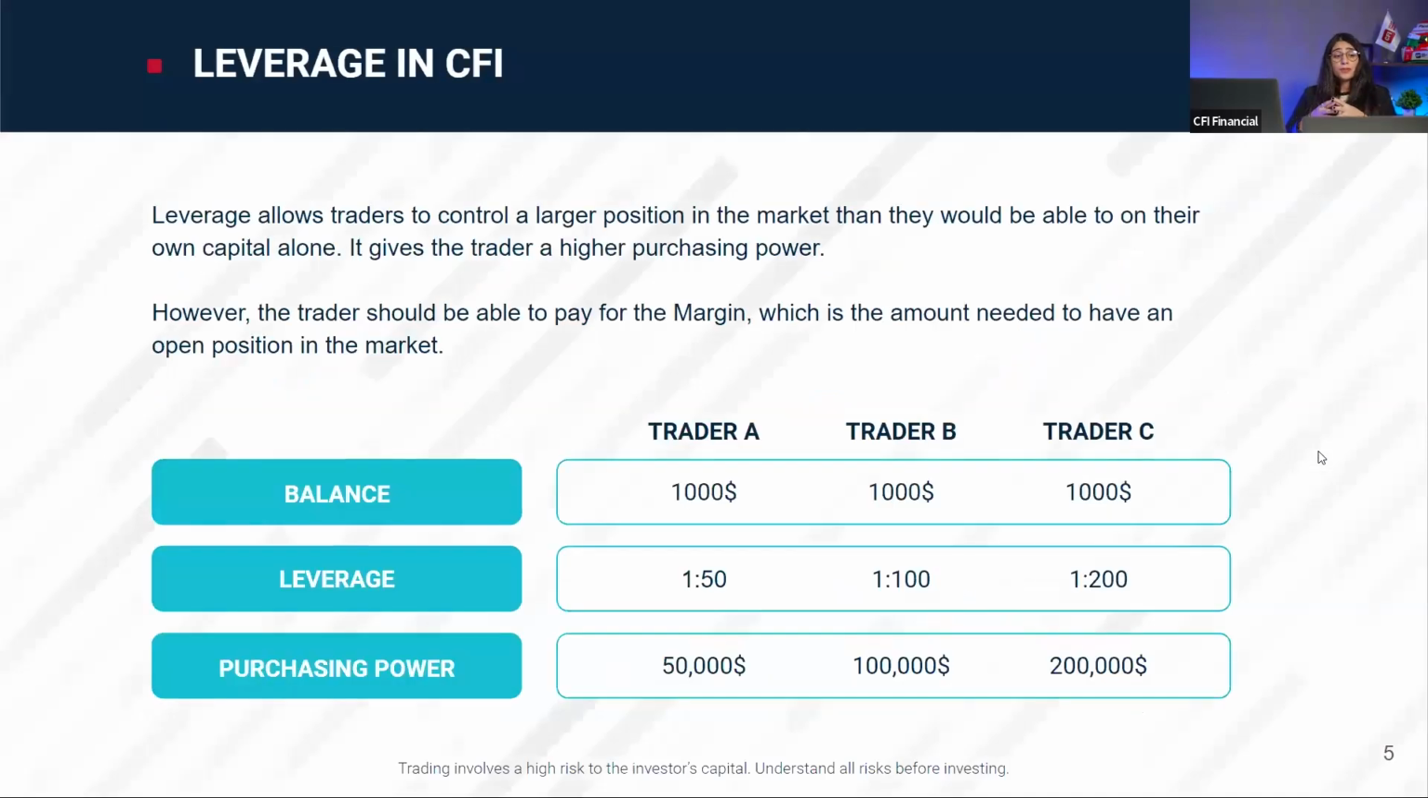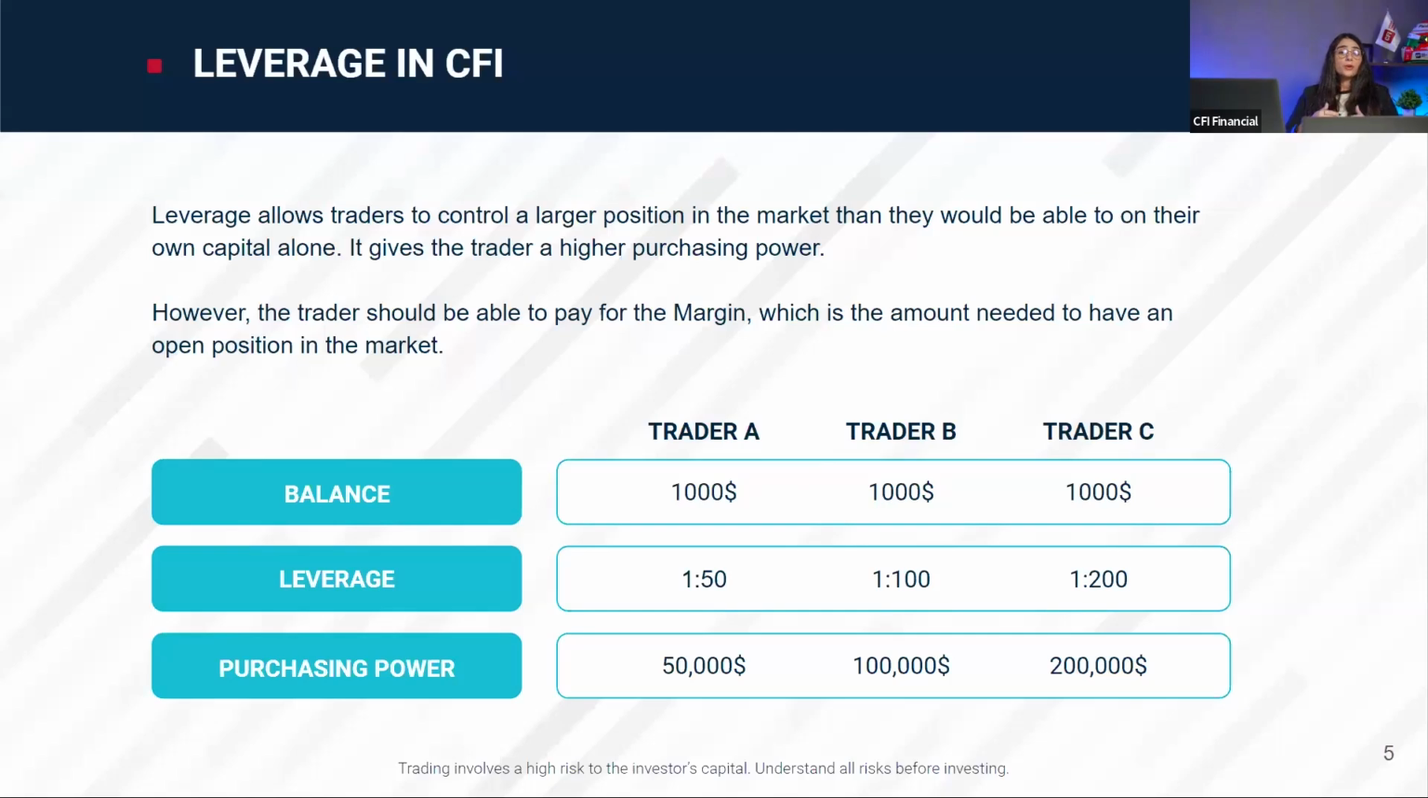Now, the second point that we're going to talk about is leverage. Basically, leverage gives traders a higher purchasing power, allowing the trader to control a larger position than what they have. Let me explain. Let's say I have a balance of $1,000 and I was given a leverage of 1 to 50. So my purchasing power has increased to $50,000, meaning that now I can trade as if I have $50,000 in my account.